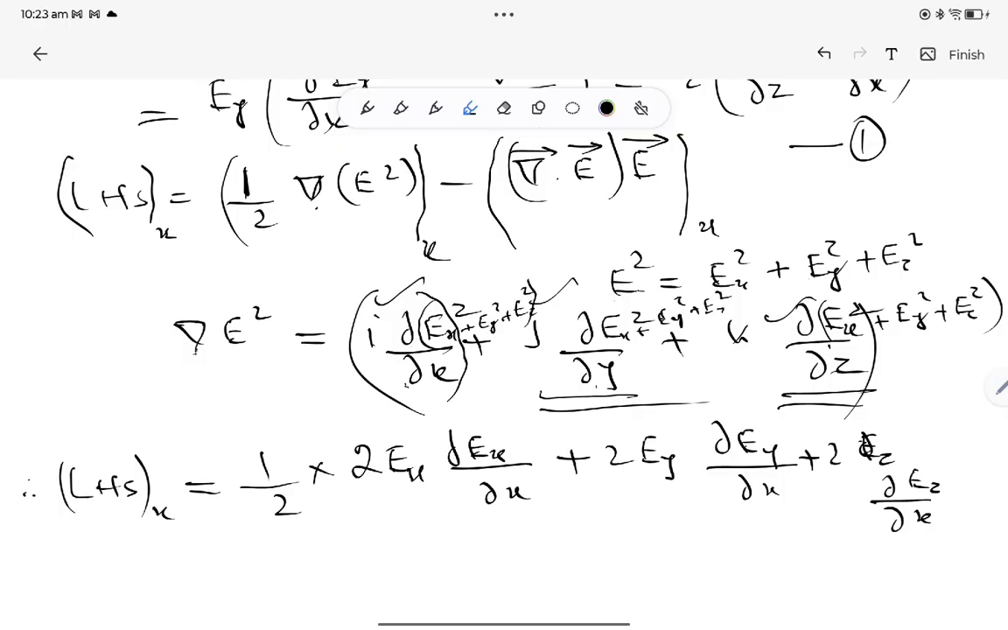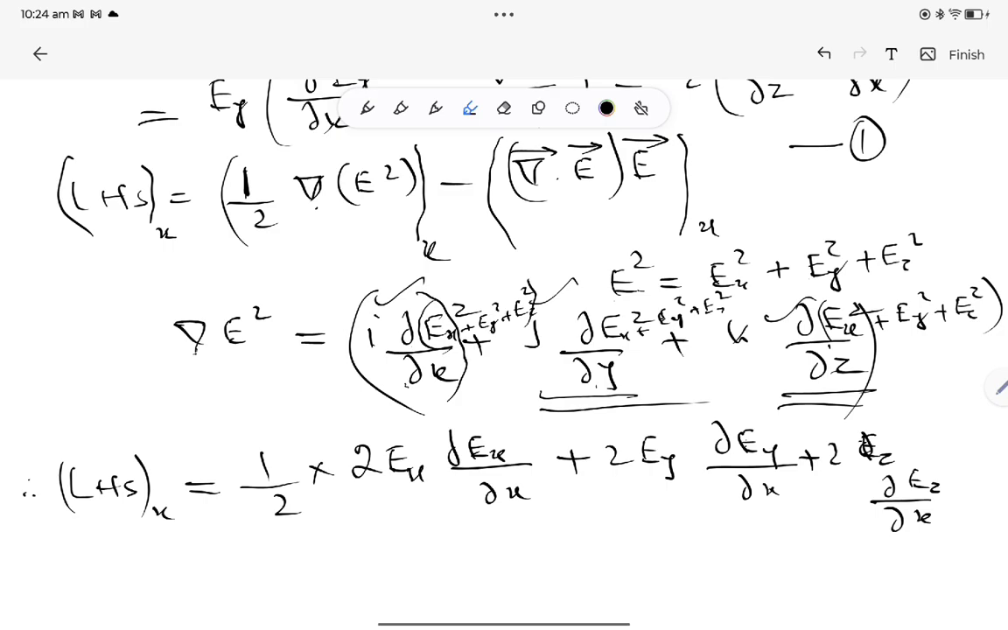You may be thinking, why is sir differentiating ey with respect to x? Yes, we have studied curl and circulation before this, and you saw there that an electric field which is directed in y direction can change with x. So the rate of change with respect to x need not be zero. No guarantee about that. Now we will do one more thing. We will take this 2 common and cancel it with this.